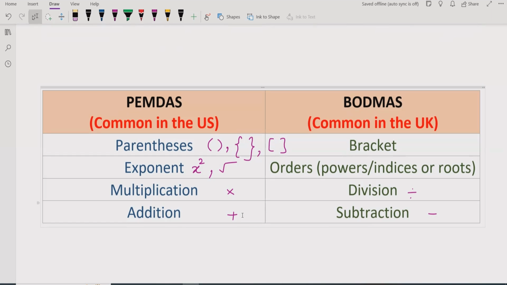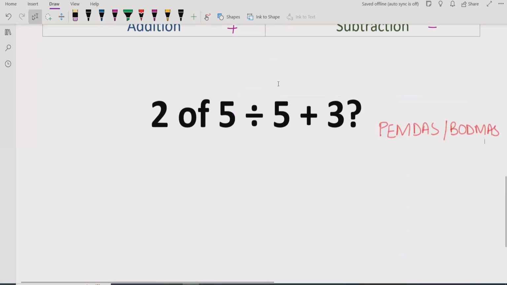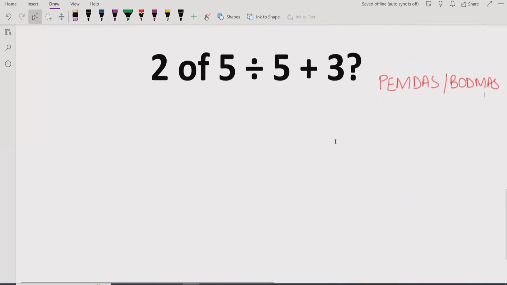Exponent, we have x raised to a power, x squared, and root. Multiplication and division have the same precedence, and also addition and subtraction have the same precedence, but it depends on which is coming first. So as per the rule, we will solve this expression. Now let's start the topic. We will go left to right and see which one will be solved first.